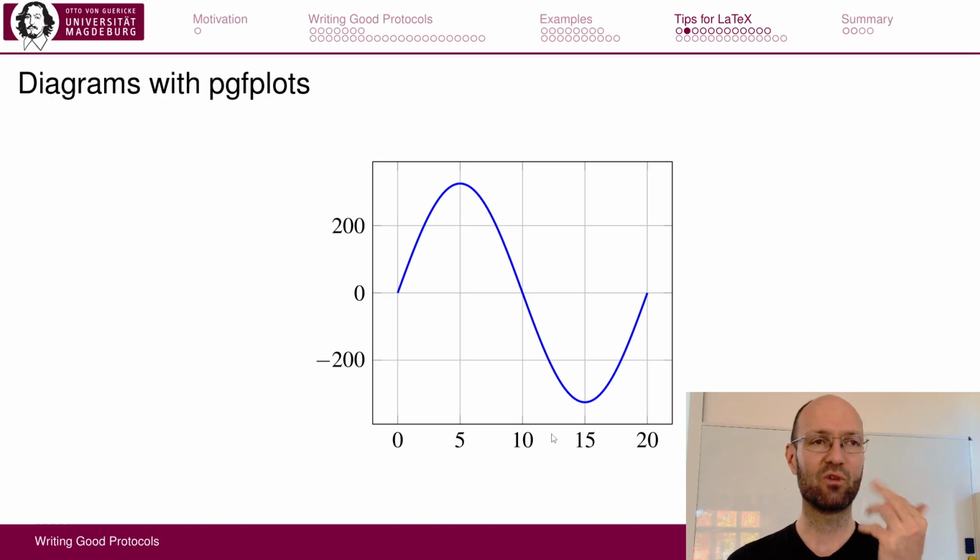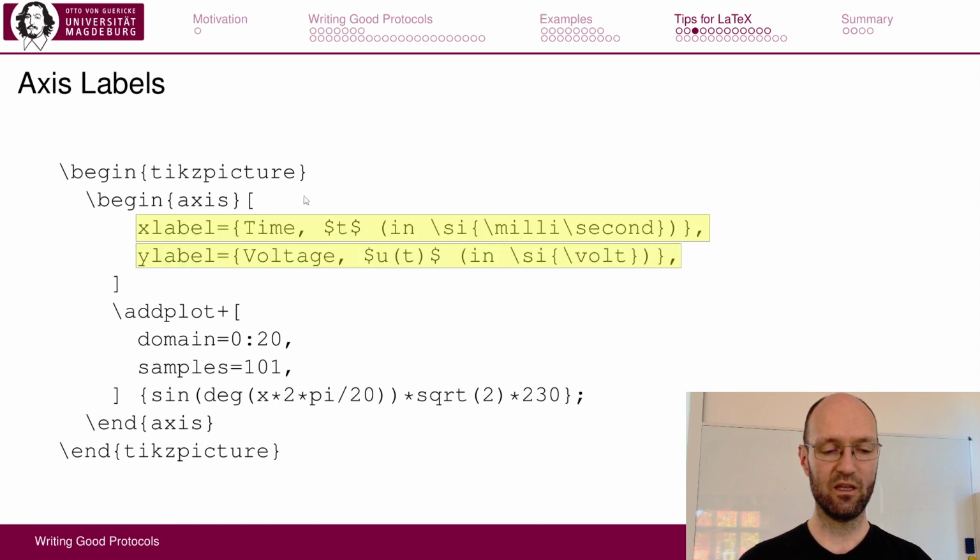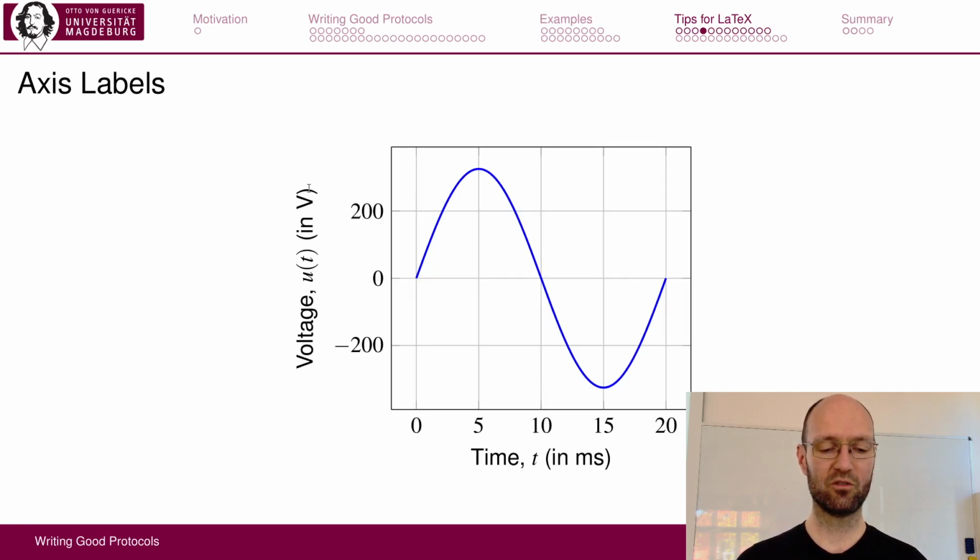We need to have labels, right? We need to say on the axis we have this and this. So let's add some labels. There are commands to add an X label and a Y label, and this should be the time as the variable t in milliseconds and the voltage U of t in the unit volt. And then we get labels at the axis.